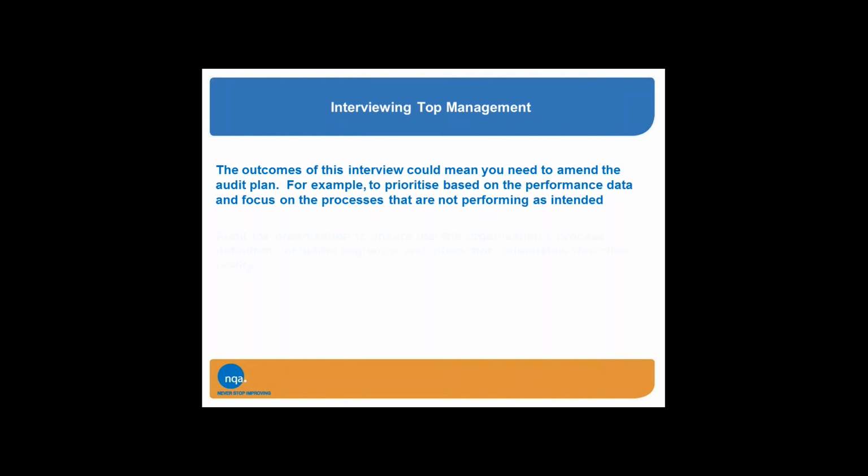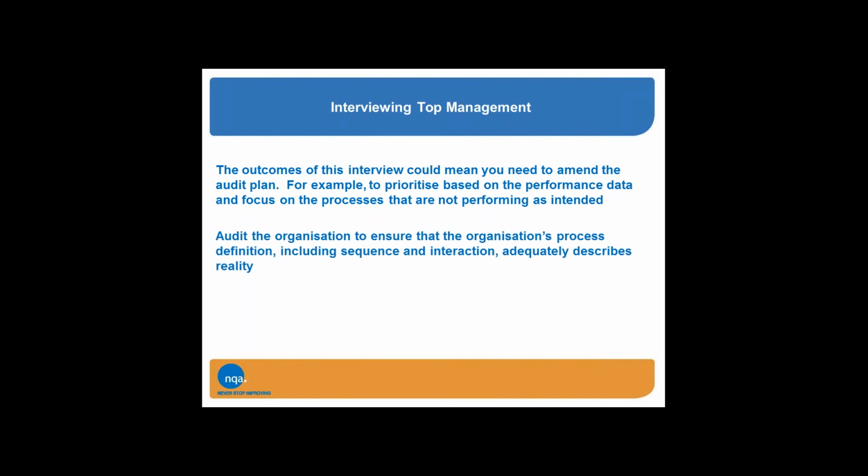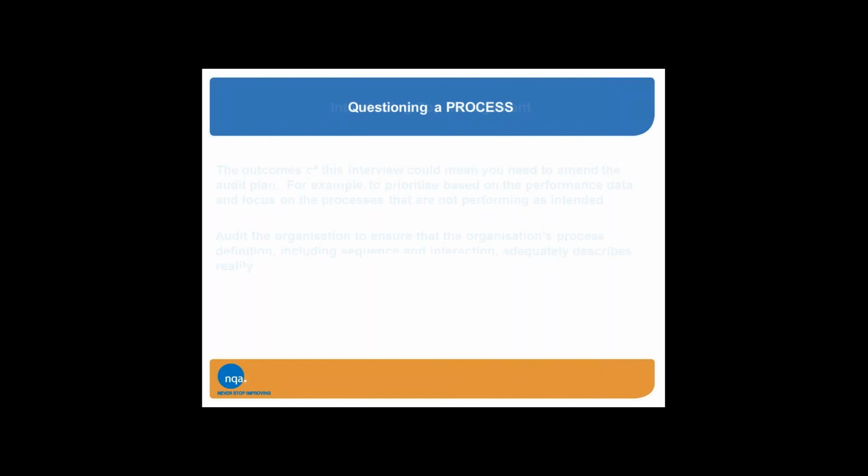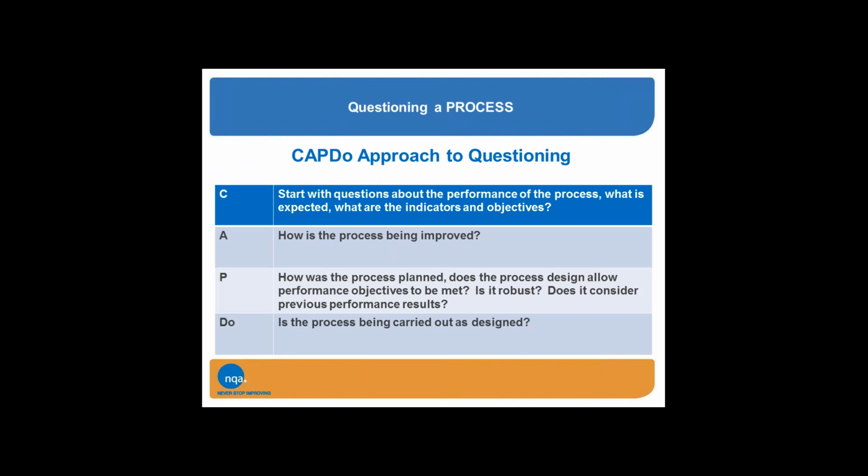You can then go on to audit the organisation to ensure that the organisation's process definition, including the sequence and interaction, adequately describes reality. When questioning a process, it is useful to adopt the elements of the PDCA cycle, but starting halfway through the process. This is referred to as the CAP-Do approach. Here is a brief outline of this method.